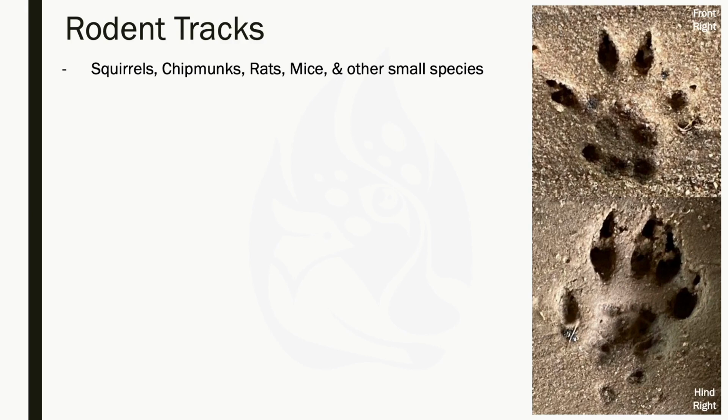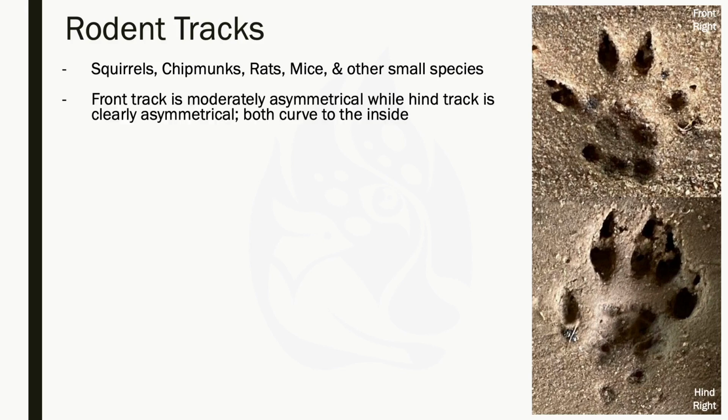Some of the larger species have a little bit different morphology and different characteristics, but the features we're going to discuss here apply to almost all of these small to medium-sized species. So the first thing we're going to look at is symmetry. And if we draw a line down the middle of these tracks, again, we have a front at the top and a hind below, we'll see that there's a little bit of asymmetry.